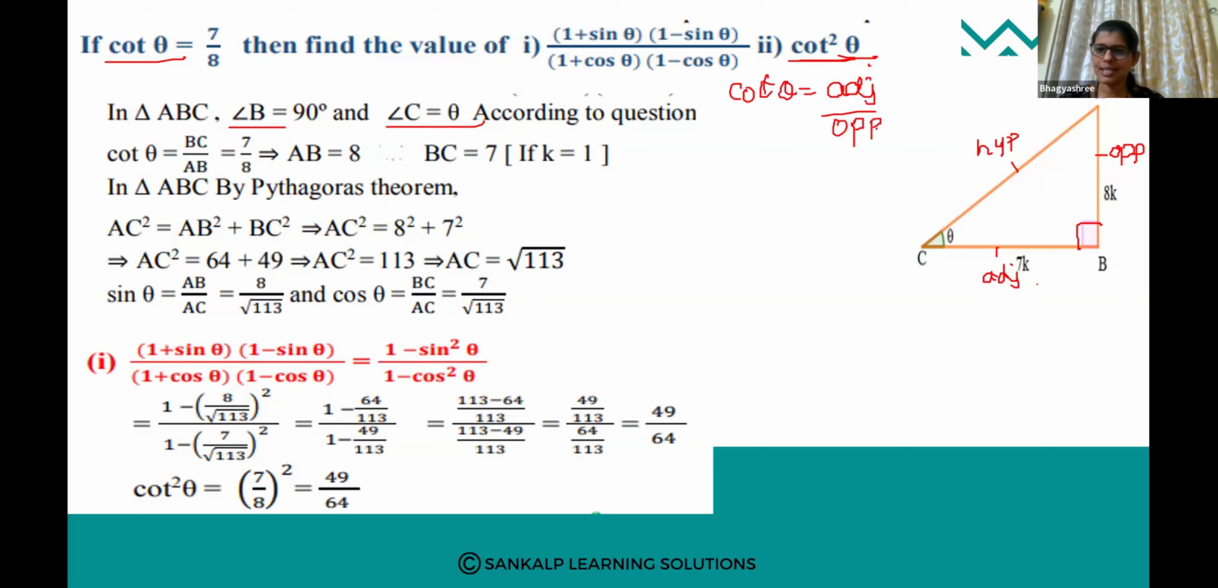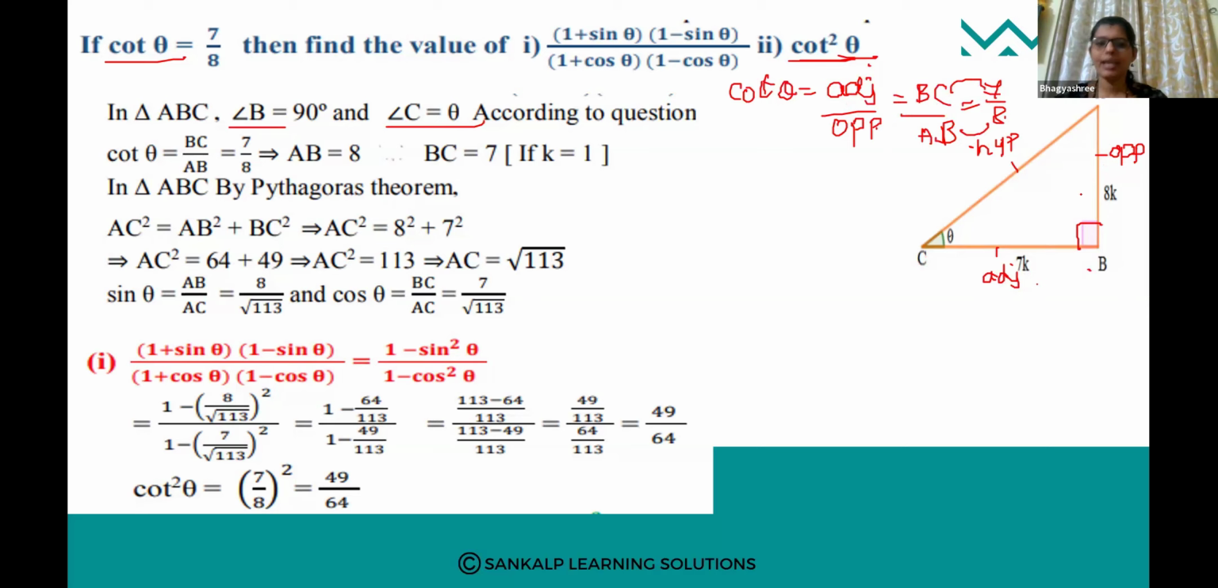Reciprocal of tan theta. Adjacent divided by opposite. Adjacent side is BC divided by opposite side is AB. Okay, so they have given 7 by 8. 7 by 8 means BC is 7, AB is 8.